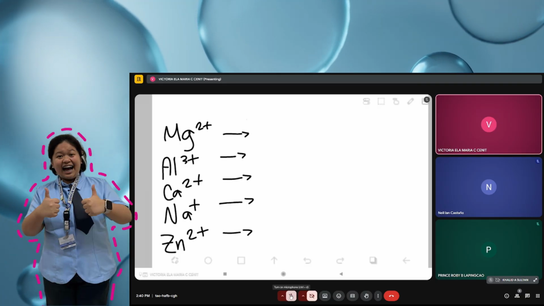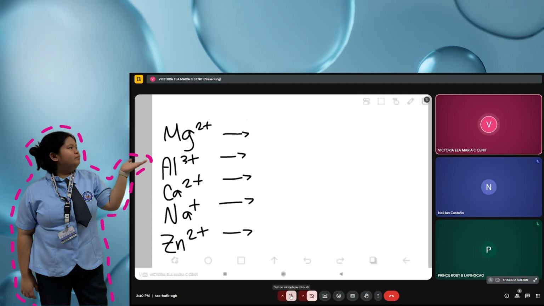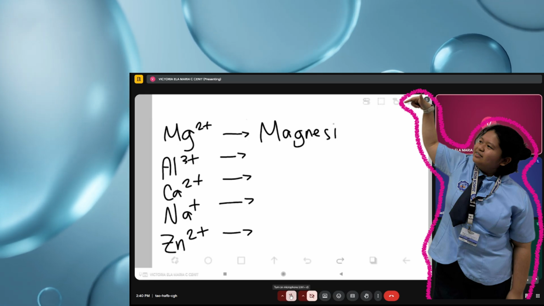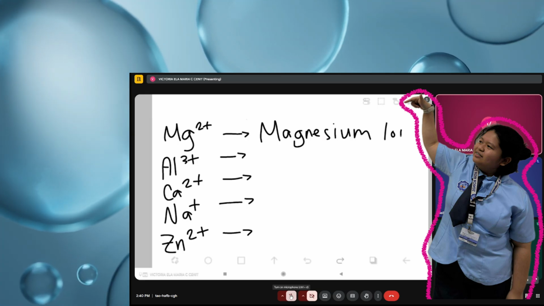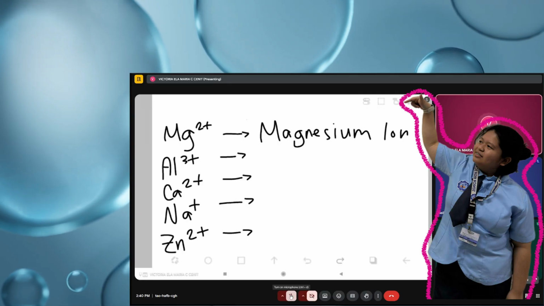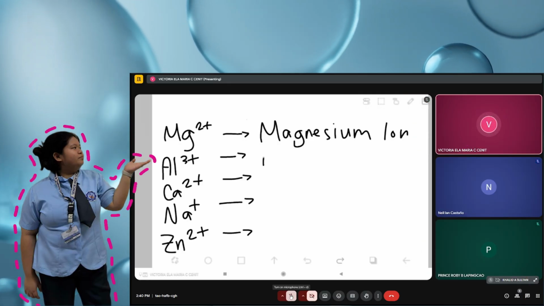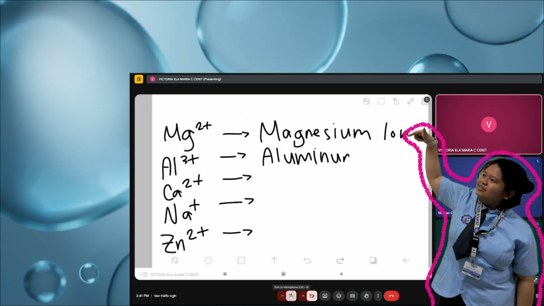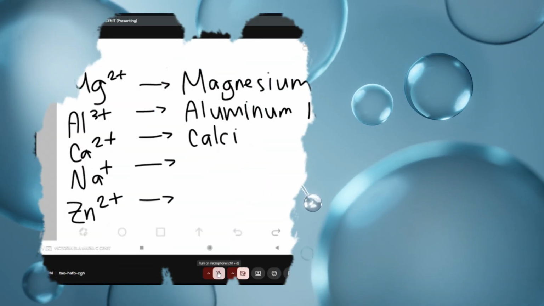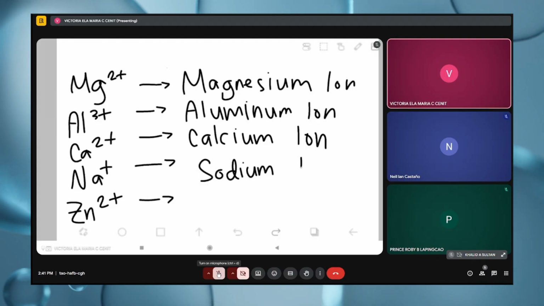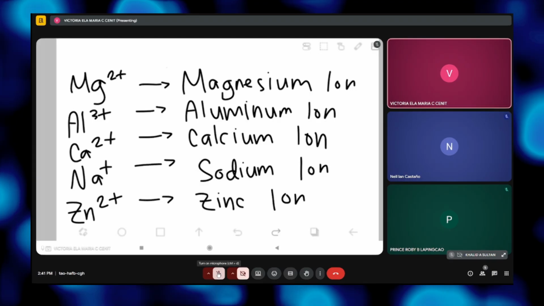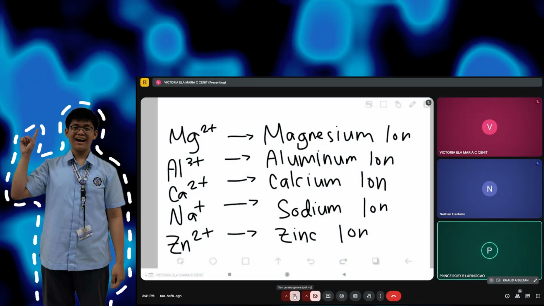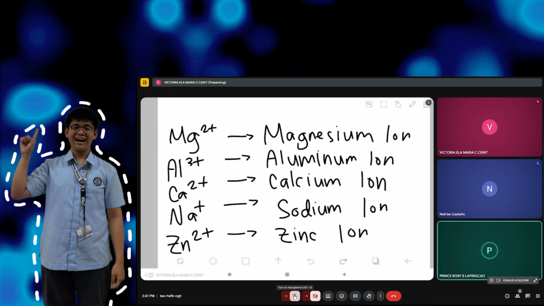For example, Mg2+ is a magnesium ion. For aluminum, Al3+, it's an aluminum ion, and so on and so forth. So, in short, for naming cations, just use the element's name if it has a fixed charge.